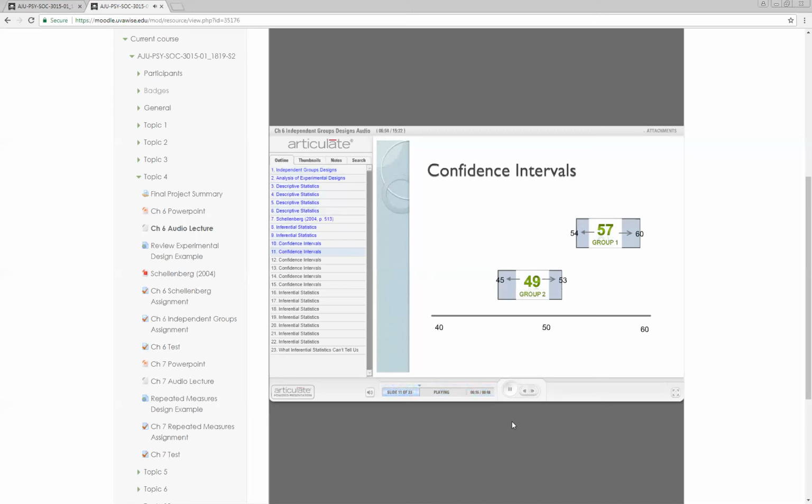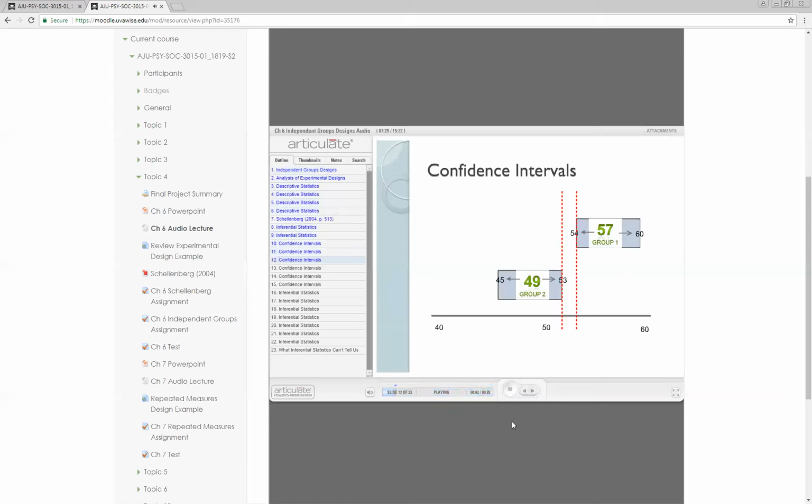The means of 49 and 57 are means for a sample. We want to know the mean for the population. So by using the formula that I gave you before, we calculate the confidence interval. What we can see here is that for group 1, we believe that the population mean is somewhere between 54 and 60. And for group 2, we believe that the population mean is somewhere between 45 and 53. We're 95% sure the population means are somewhere in there.